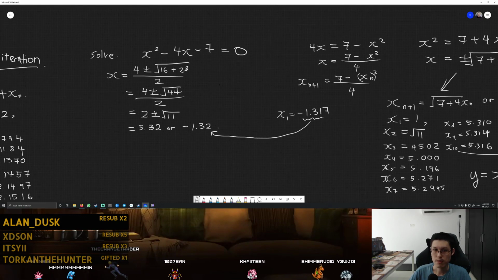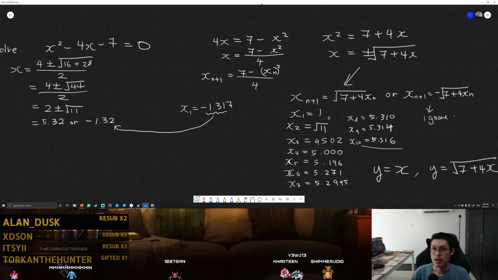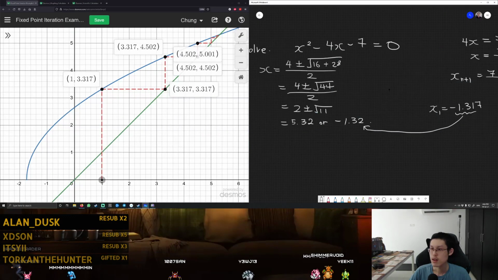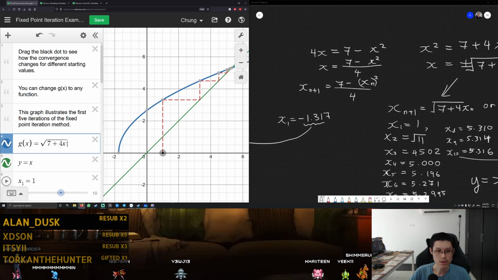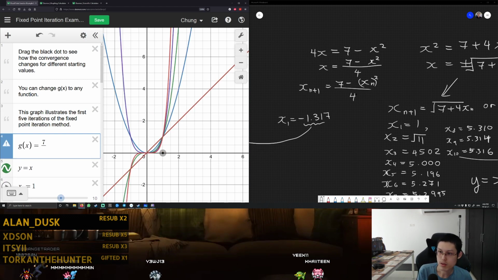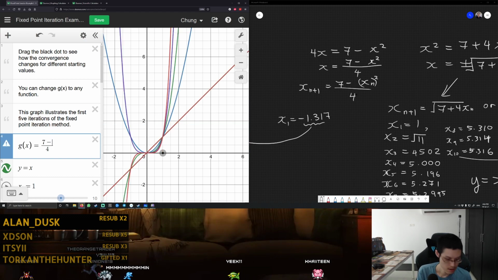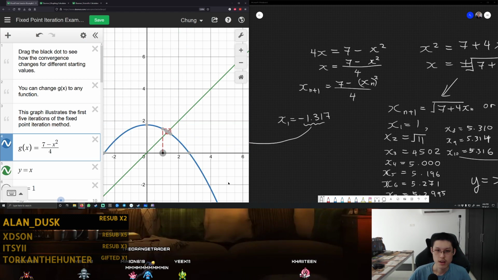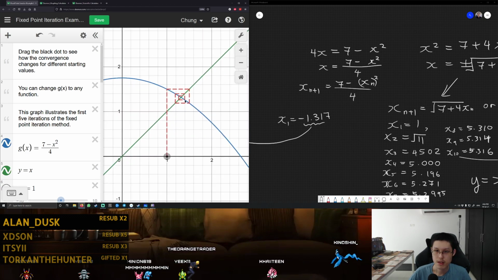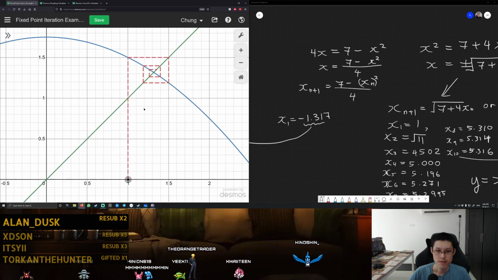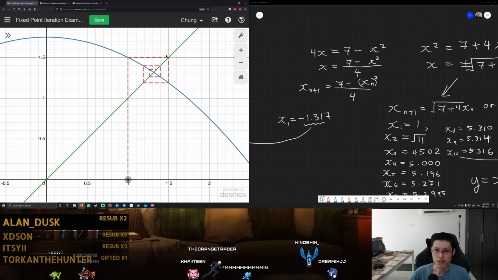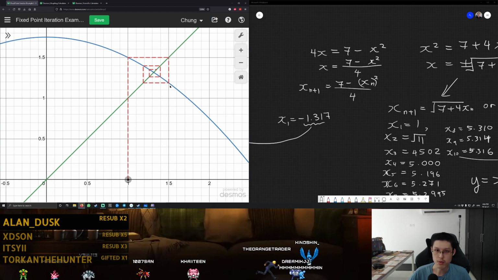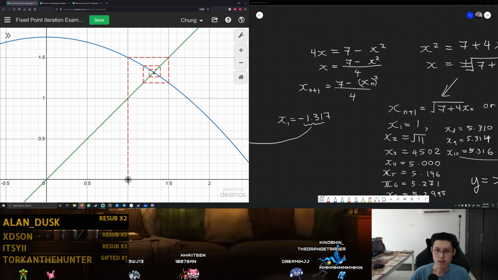What about this one here? Let's try putting this in and see what that looks like. So this one is actually 7 over 4 minus x squared. This one looks like a cobweb. See? Start at 1, you go up here, you hit the blue line, and then you draw a horizontal line to the green line, and then to the blue line again, and so on, and eventually you go over there.